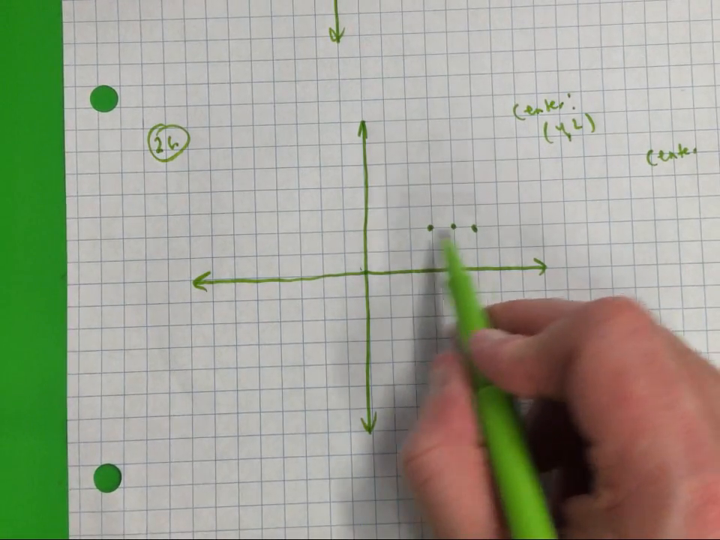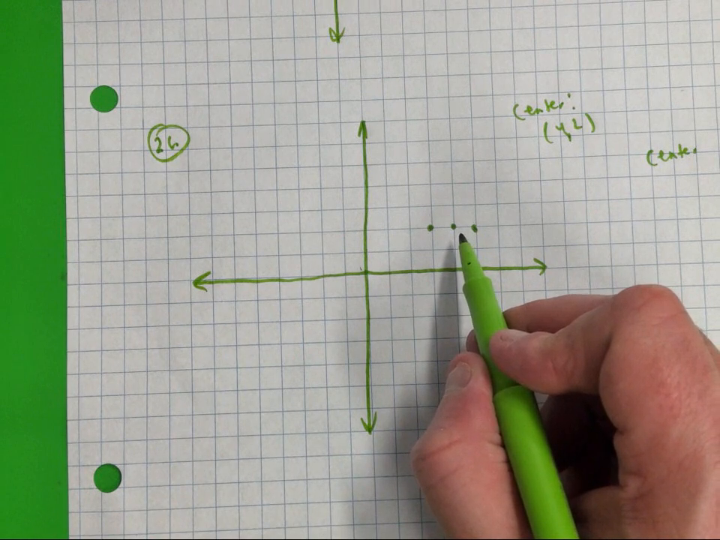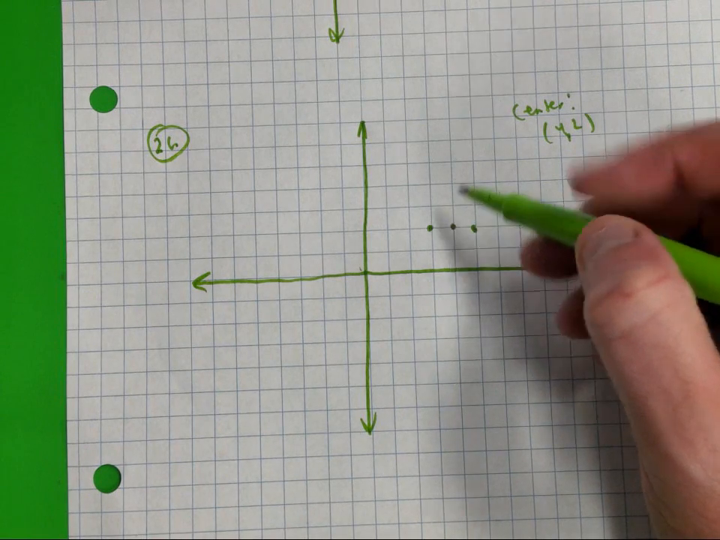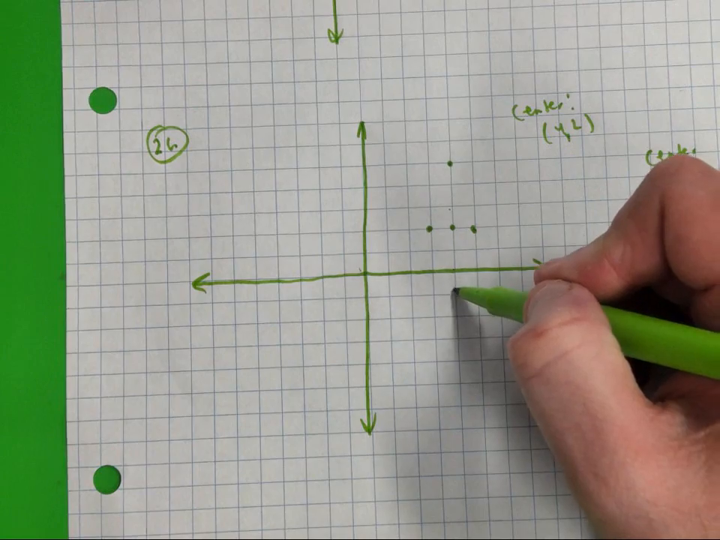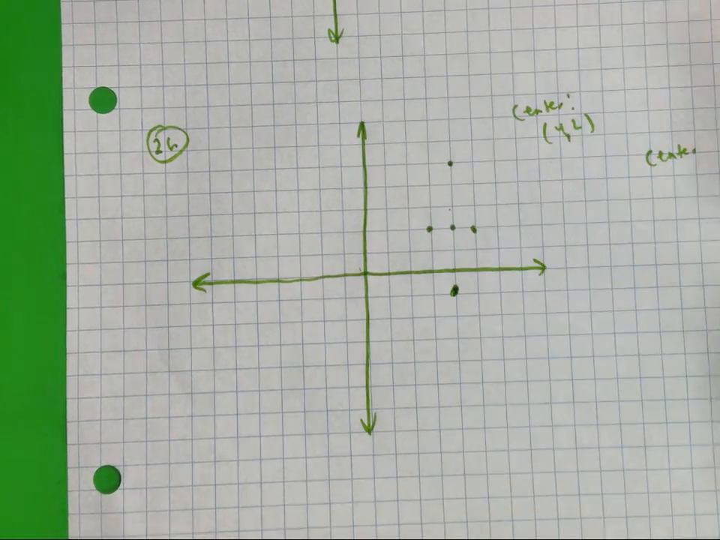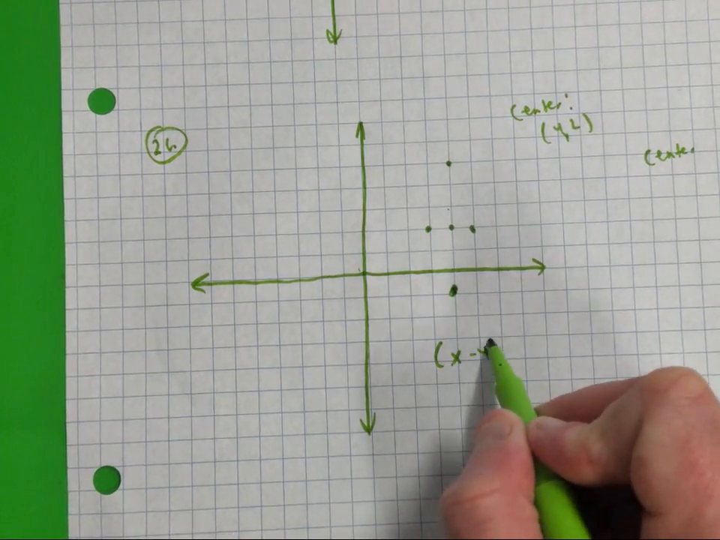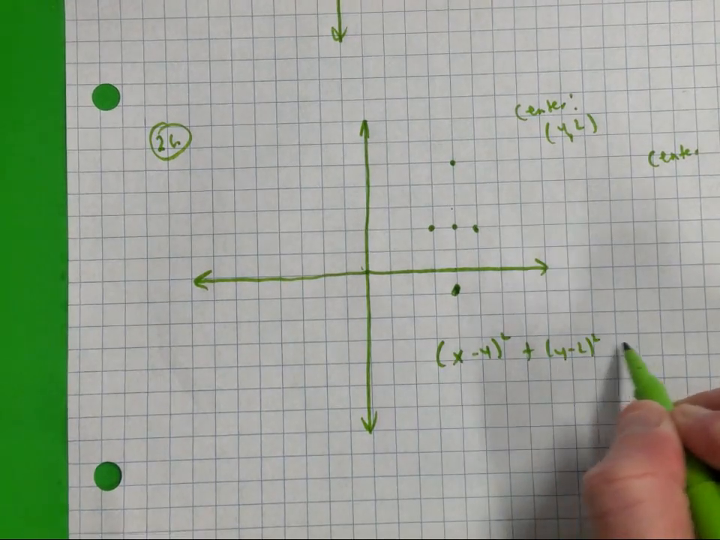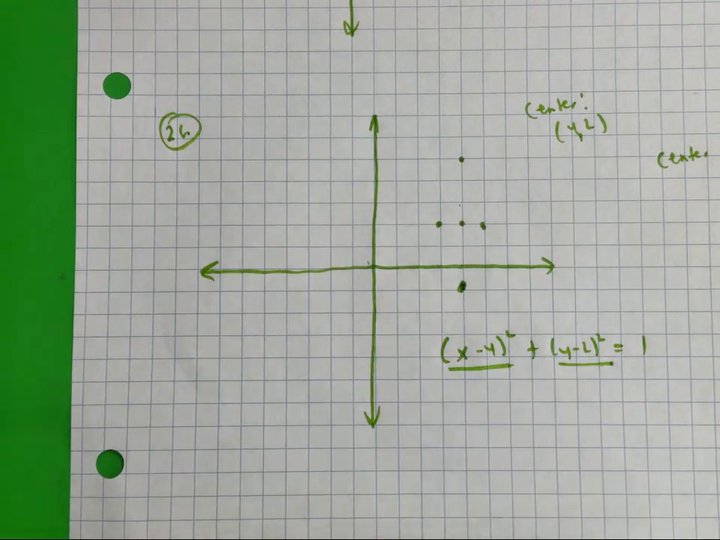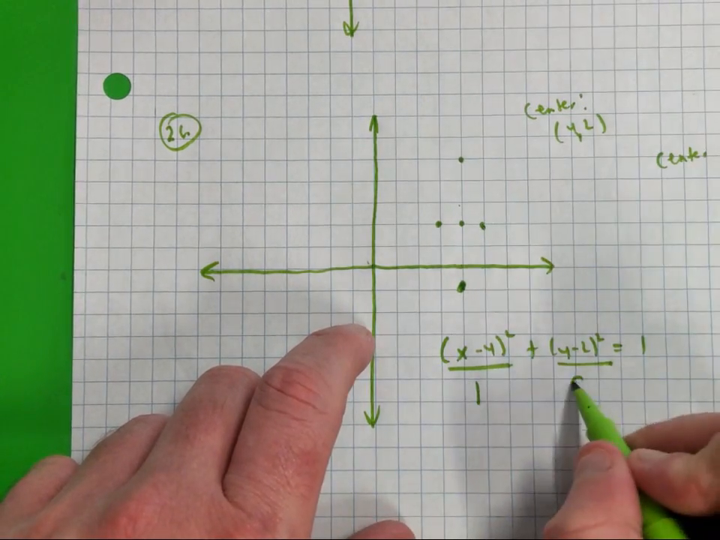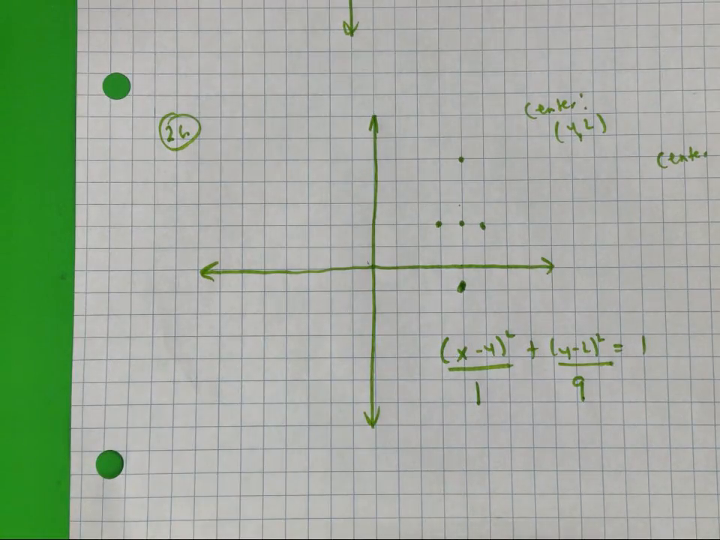It says if we change it to a major axis length of 6. The whole thing is 6, so how much would I go north and south? 3. 1, 2, 3, 1, 2, 3. So I would have (x minus 4) squared plus (y minus 2) squared equals 1. My x is the minor, so it's 1 unit away, so 1 squared is 1. That is 3, so that's going to be 9. That would be my equation.